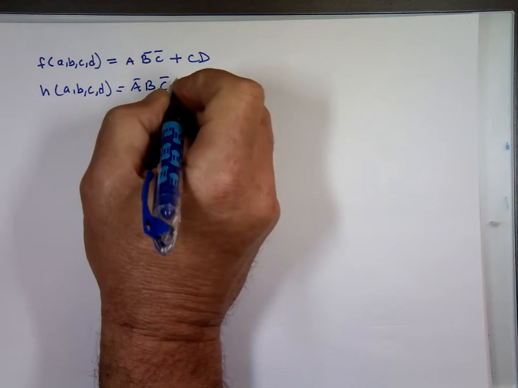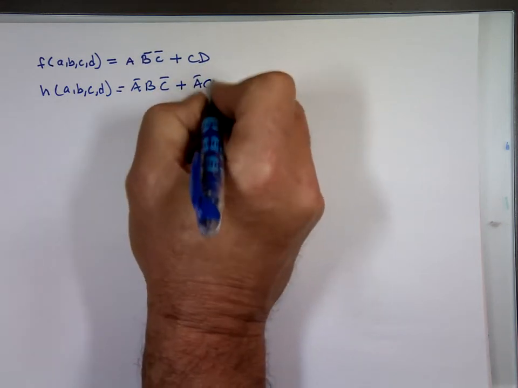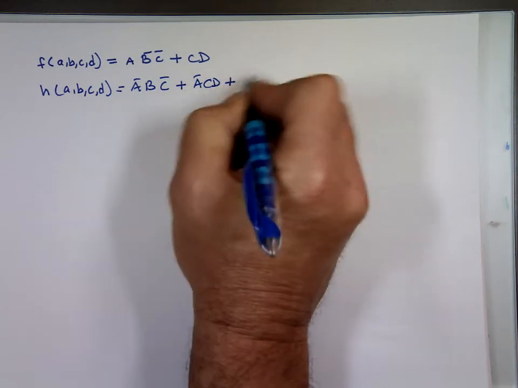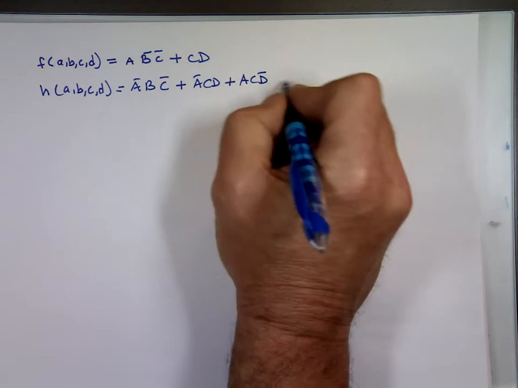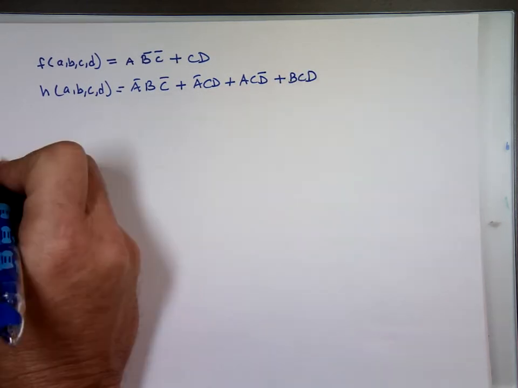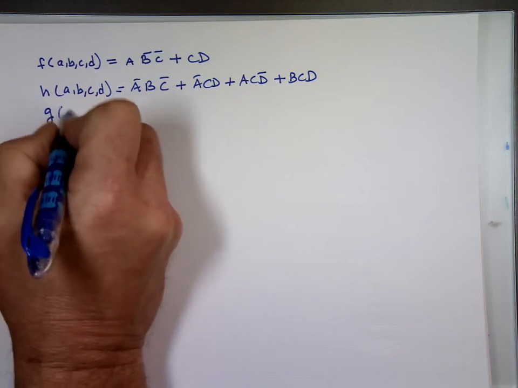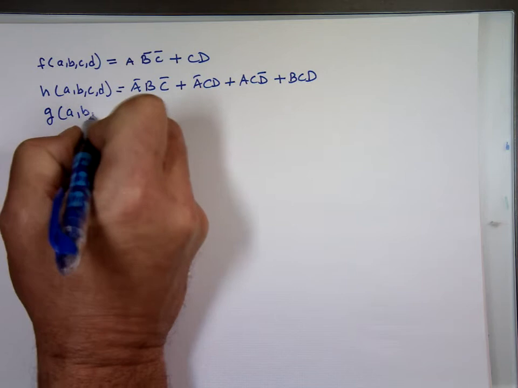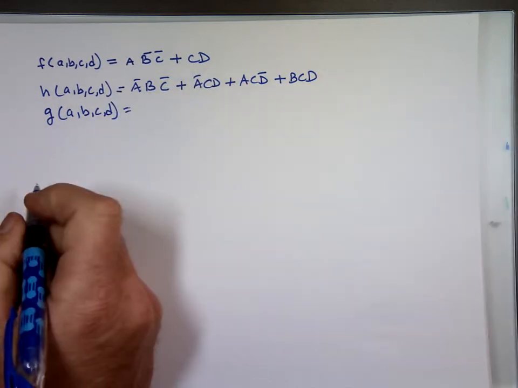plus A bar C D, plus A C D bar, plus B C D. And the last one, G. So you got to do the K-map for each one of these. You want to simplify them as simple as possible there.